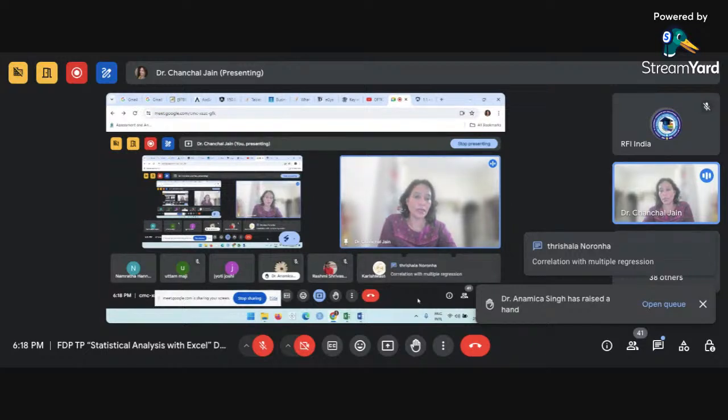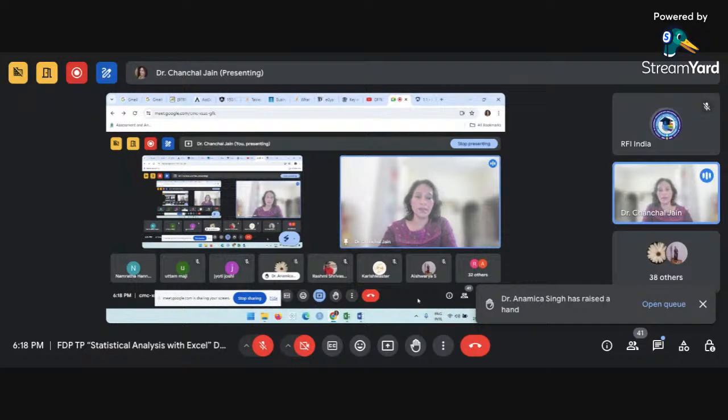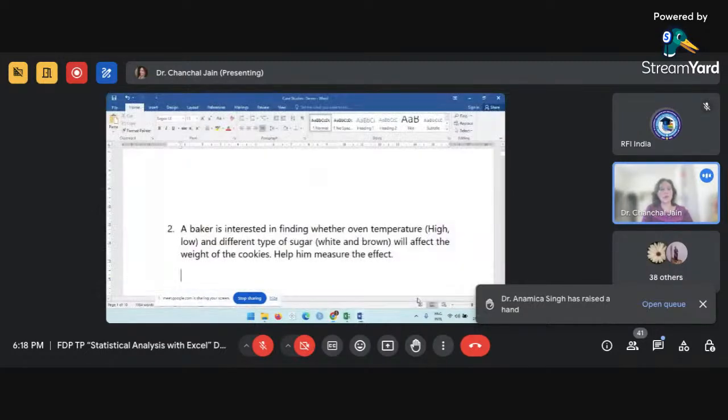Correlation with multiple regression, Vishala ma'am. Okay, fine. Ma'am, I think t-test can be applied. Anamika ma'am is saying t-test. Fine. Any other opinion or shall I start discussing my opinion? Fine. Okay. So I think this is the situation where you can read it carefully.